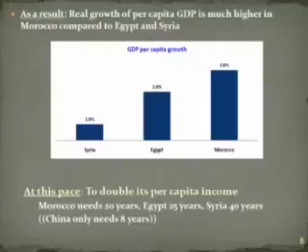Just for your information, I tried to compute how much time, if we grow at this pace, we need to double the per capita GDP in the three countries. So you need 20 years to double GDP per capita in Morocco. You need 25 years in Egypt and 40 years in Syria. China, for instance, you need only 8 years because they have a higher GDP growth and a very low fertility rate. So they only need 8 years to double their GDP per capita.